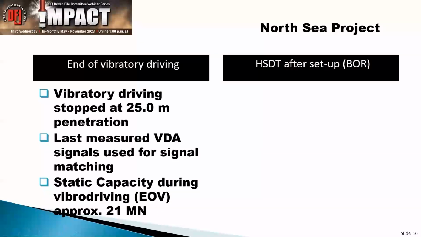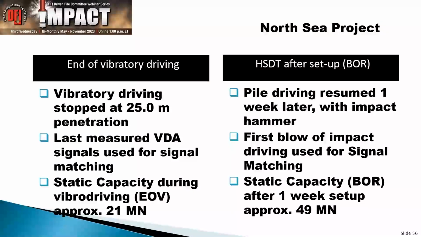But now we also had, when we brought the impact hammer up and put it on the pile, which we did about a week later, we could do a signal match as well. In a way, the restrike. And the restrike was kind of like an embarrassment, again, initially at least, because we found out that after a week, we had about 49 meganewton, or more than twice the capacity what you had there. So substantially higher than what we had at the end of vibratory driving.